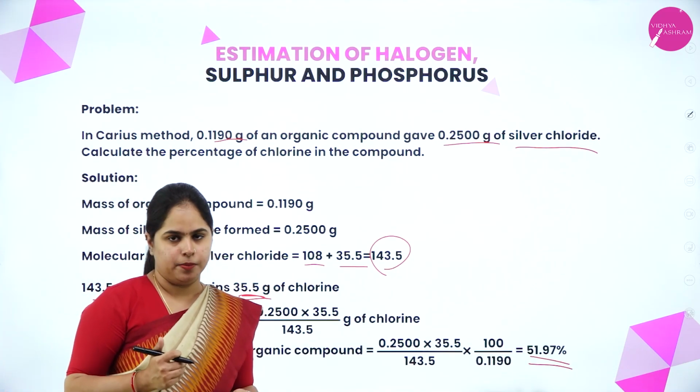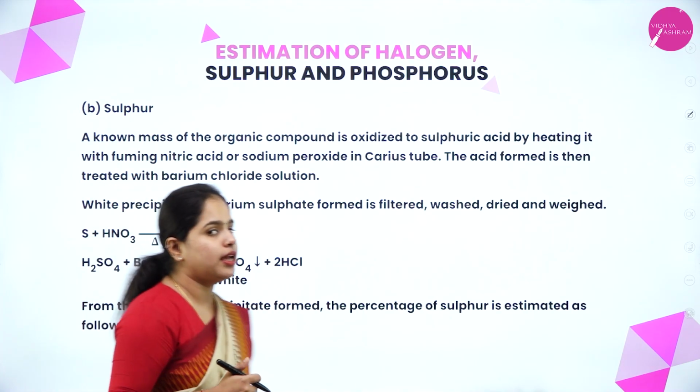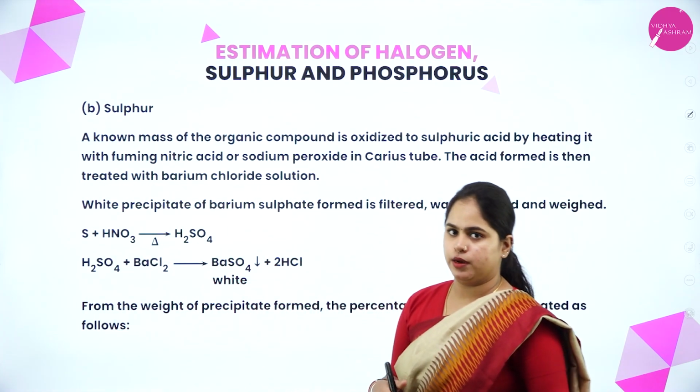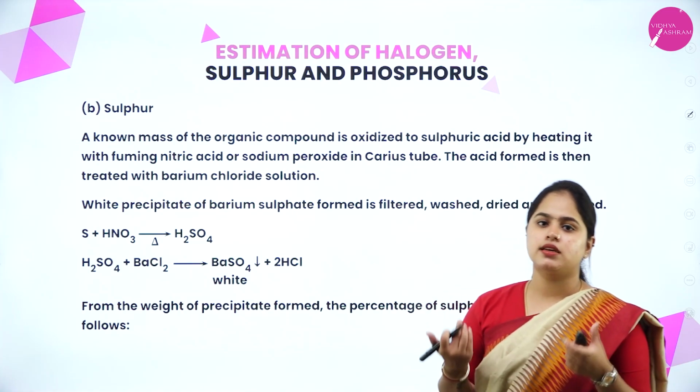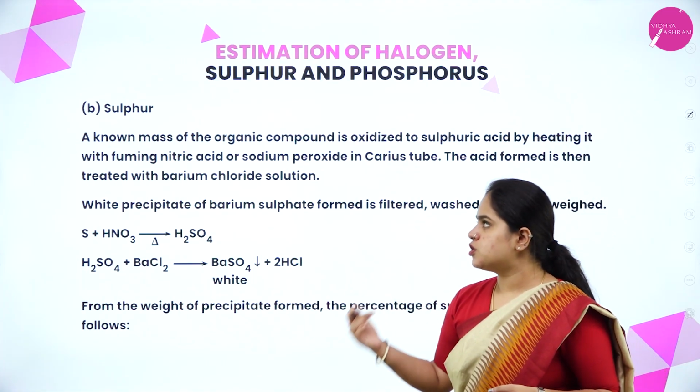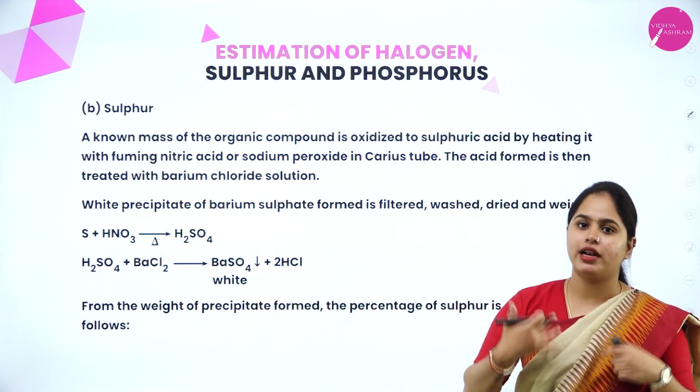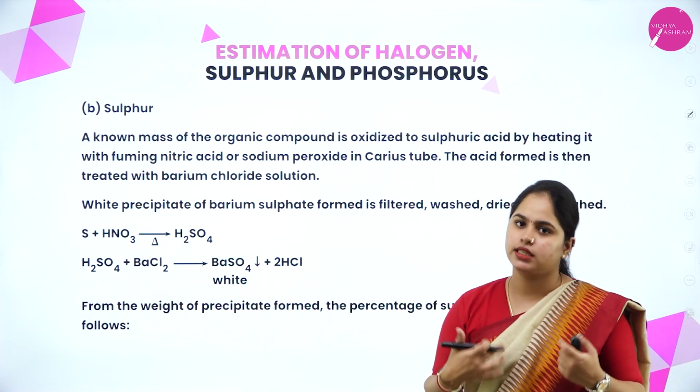So I hope it is clear. Now moving on to the next one, that is detection of sulfur. We are going to estimate the amount of sulfur. So what do we do again? The method is called Carius method. We will be conducting it in a Carius tube.